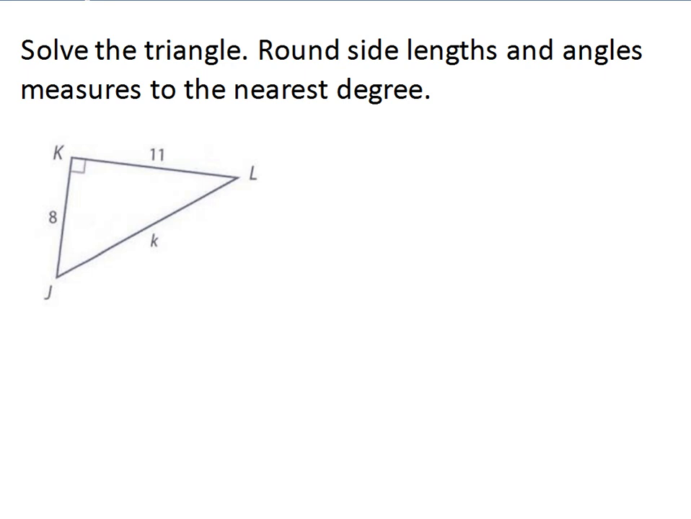Let's do one more of these, but this time they do not give you any angle measures. If you would like, we can go ahead and start with the side first. If you know two sides of a right triangle, you can always use Pythagorean theorem to find that third side. Remember, the side across from the 90 is your C.